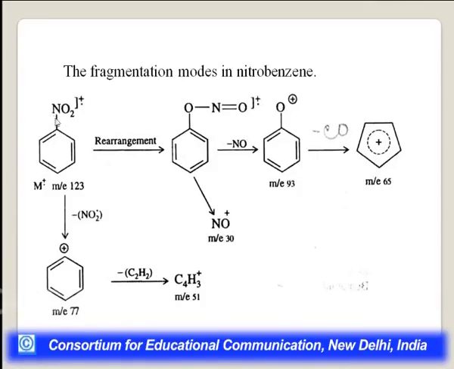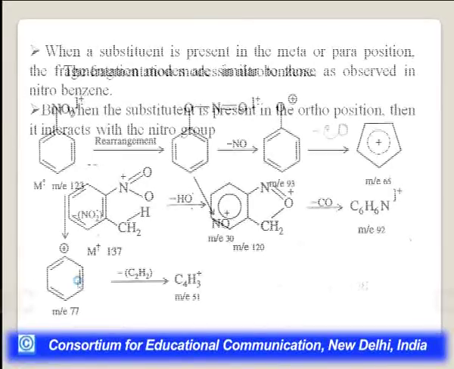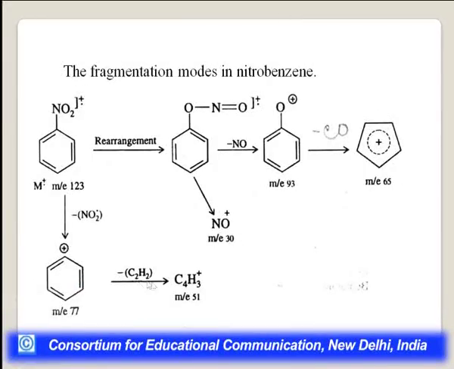Here you can see this is attached to the nitrogen atom, and here you can see the difference, it is attached to the oxygen atom. So these are the rearrangement structures. Now by the elimination of this NO2 radical, you will get this kind of cation, and by the removal of this C2H2 you will get this kind of cation, that is C4H3 plus.